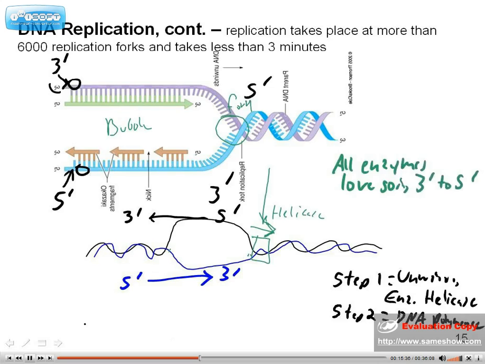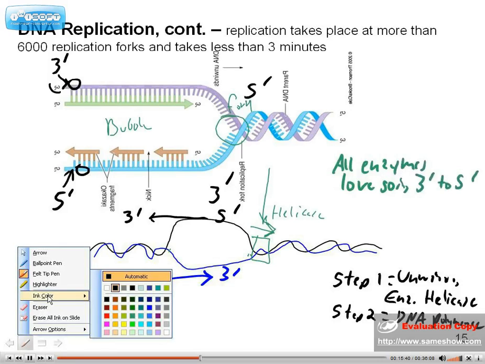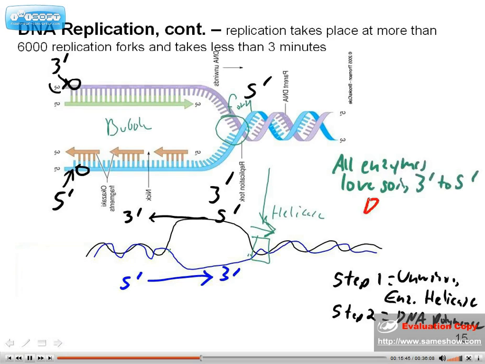So, let's go ahead and use a different color. DNA polymerase loves going, and I'll just use a circle like this, DNA polymerase, it loves going again from 3 prime to 5 prime. So, notice on this top bubble, even though I have the arrow pointing in this direction, this side is the 3 prime end, this side is the 5 prime end. So, it's going to want to go from the 3 prime to 5 prime. What will happen is it will lock on to the open replication bubble, and it will travel along the replication bubble, going from the 3 prime end to the 5 prime end. And then it'll start laying down the new daughter DNA tracks, if you will.